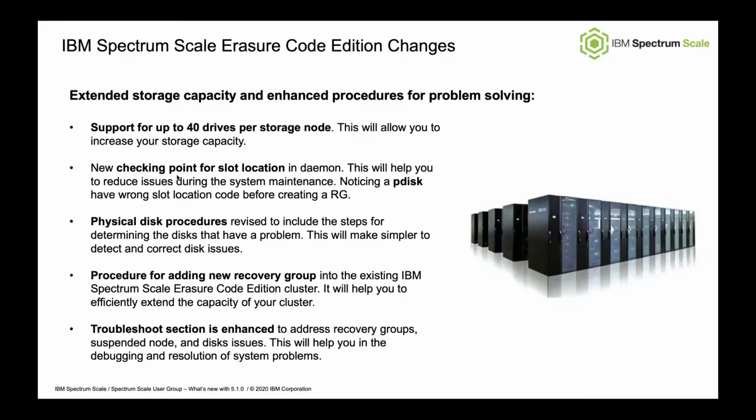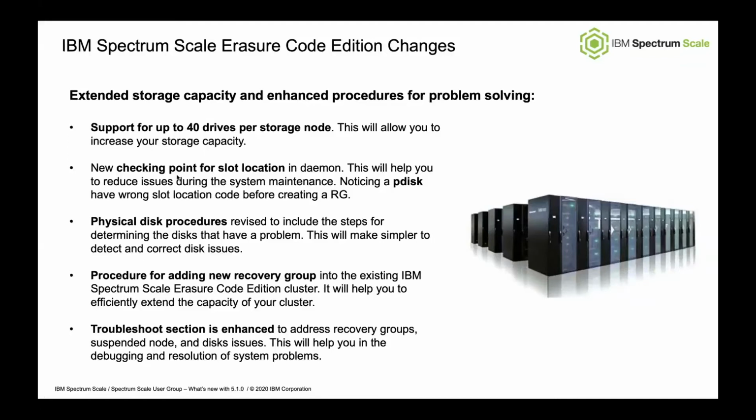The enhancements on ECE for Spectrum Scale 5.1.0 are mainly focused on extending the limits of the storage capacity per node that you currently have and improving the problem solving procedures. For example, the storage limit per node has been extended to 40 drives. I think previously it was around 36. So the increment of 4 seems not to be that big. However, as we add new boxes to our cluster, this enhancement will have a stronger impact on your overall cluster capacity.